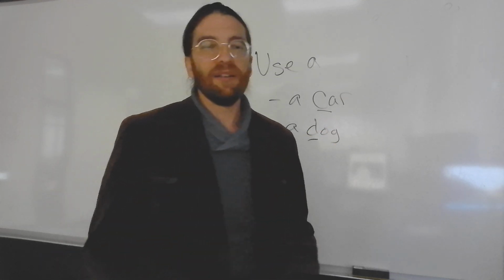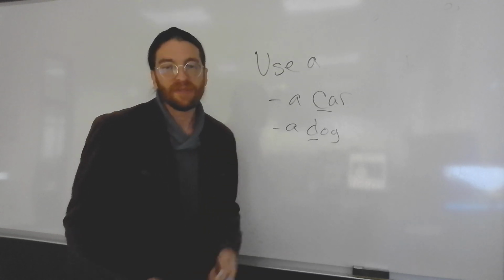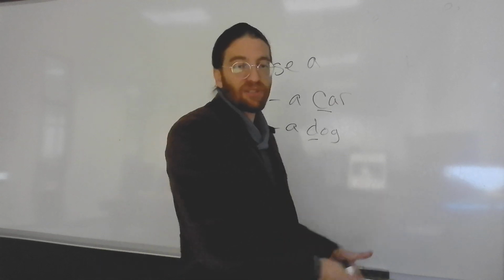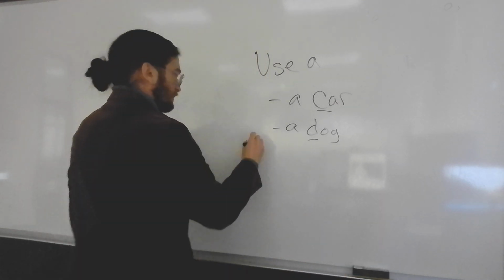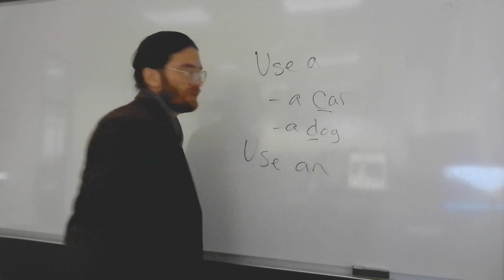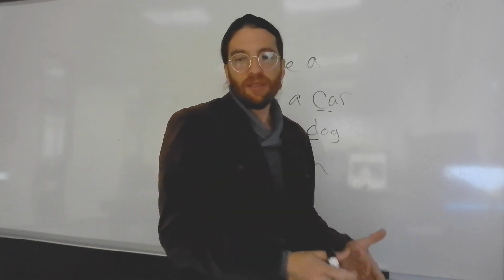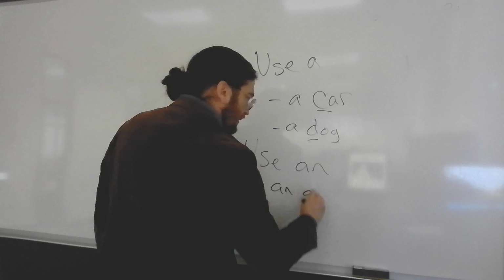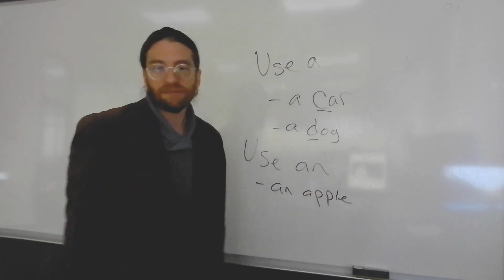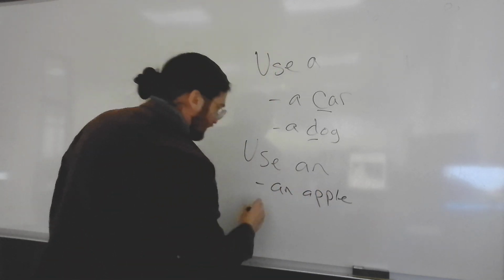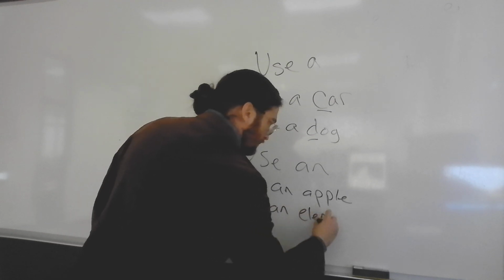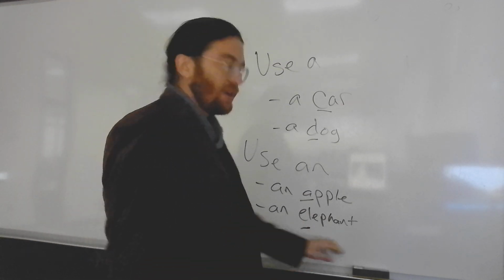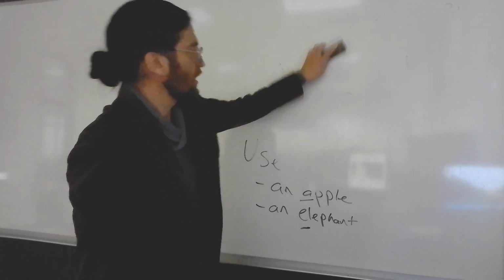The D is a consonant, but we use an before words that start with a vowel. Before a vowel. So words like apple or elephant, we would say an apple or an elephant. A, E, those are vowels. Okay.